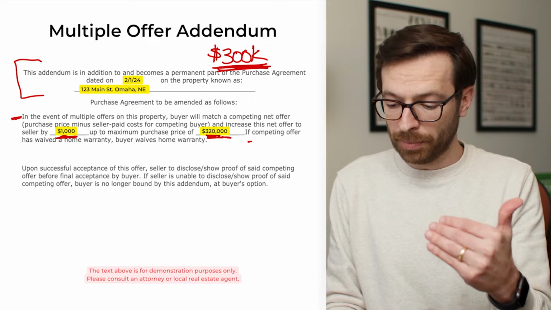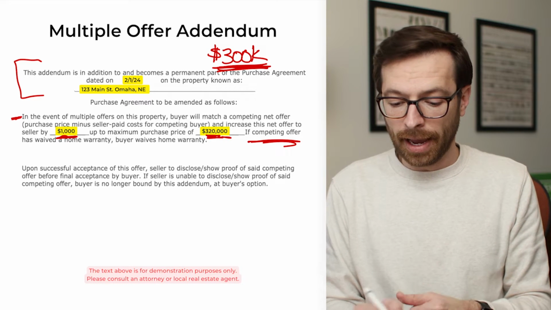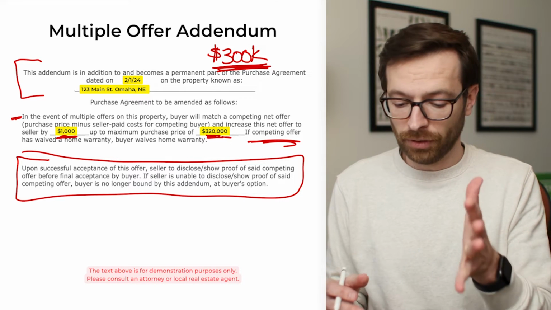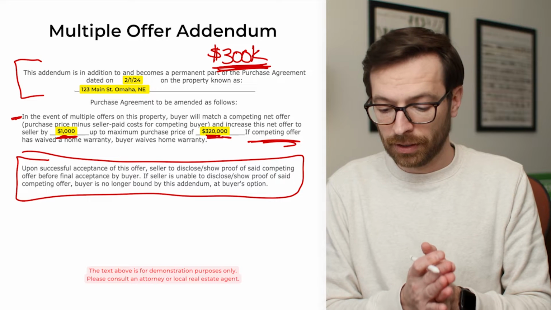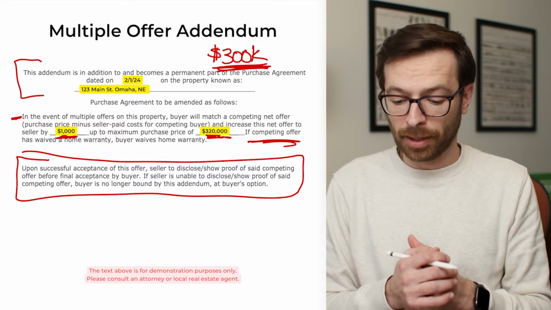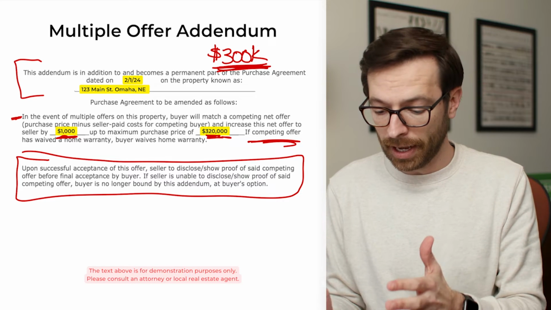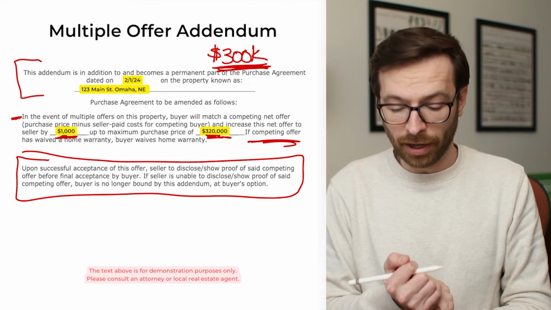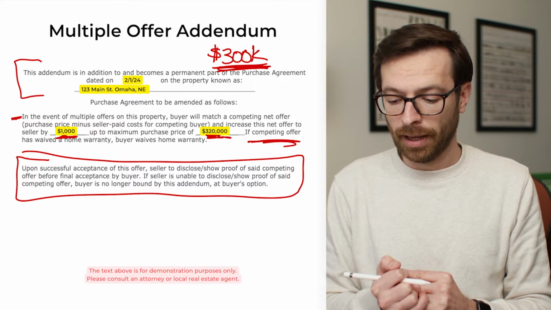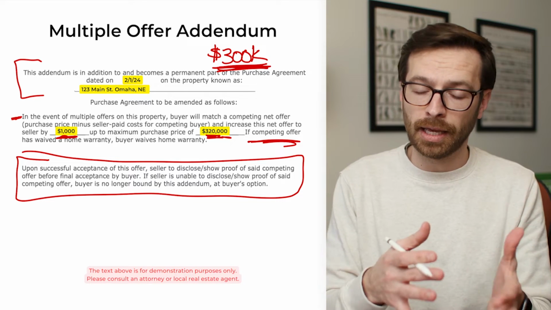A caveat: if the competing offer waived a home warranty, the buyer will also waive the home warranty. And this is also important. This last bit here says, upon successful acceptance of this offer, the seller is to disclose or show proof that there was a competing offer before the final acceptance by the buyer. If the seller is unable to disclose or show proof of said competing offer, the buyer is no longer bound by this addendum at buyer's option. So they have the option to get out of the contract or they can stay in the contract.